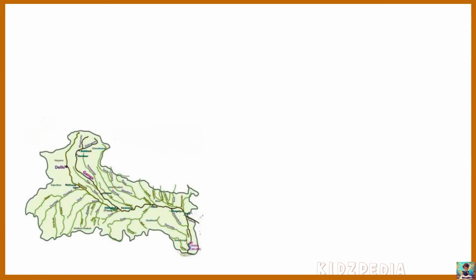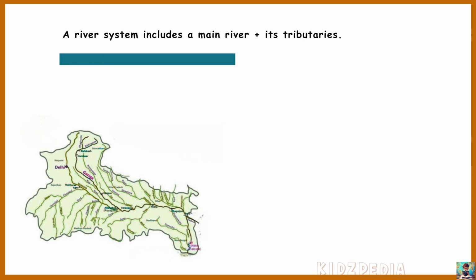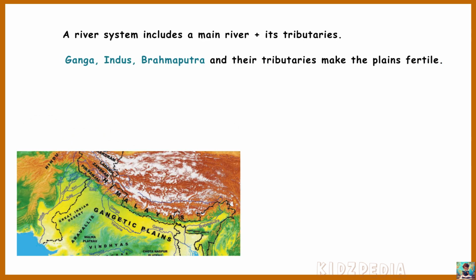Here we call it a river system because it is not just one river alone. A big river like the Ganga, Indus or Brahmaputra is joined by many smaller rivers, and all these rivers together form a network just like branches of a tree. So when a main river and all its tributaries flow together and are connected, we call it a river system. So, the Ganga, Indus and Brahmaputra river systems along with their many tributaries make the plains very fertile.